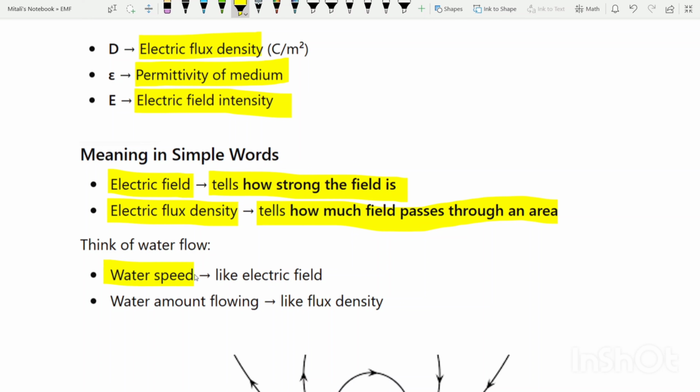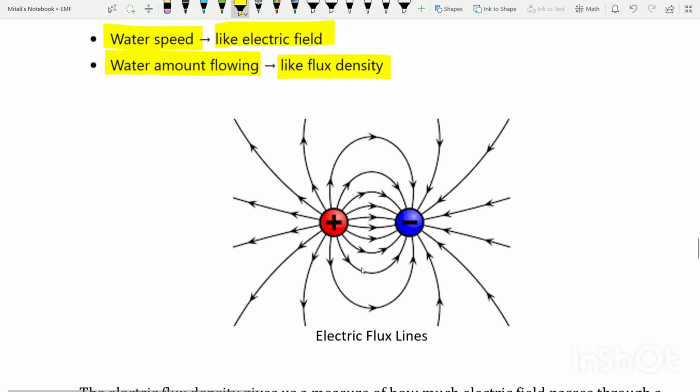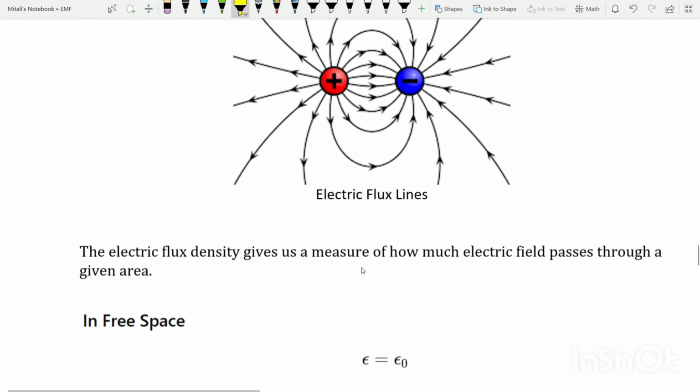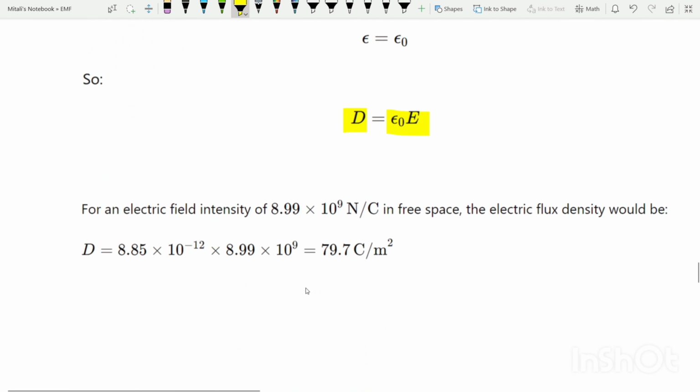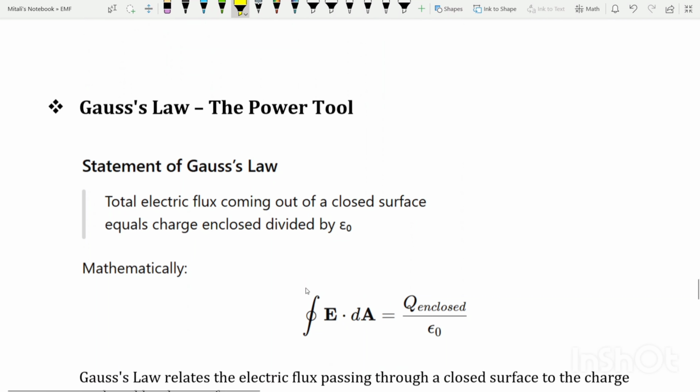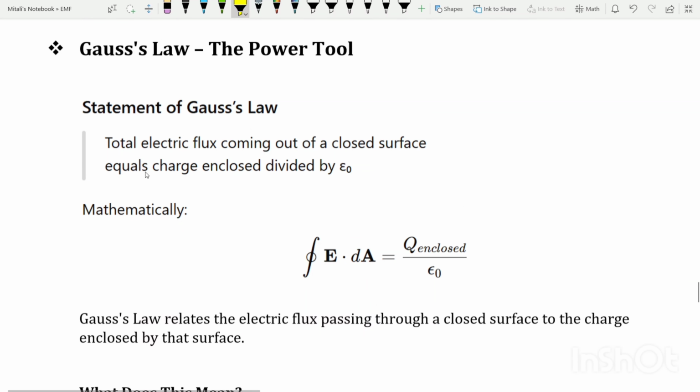Meaning in simple words, electric field tells how strong the field is and electric flux density tells how much field passes through an area. Think of water flow. Water speed is like electric field, water amount flowing is like flux density. In free space, ε = ε0. So D = ε0 E. Now the next topic, Gauss Law, the power tool.